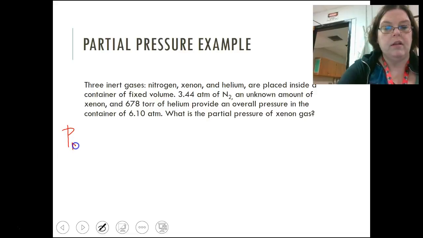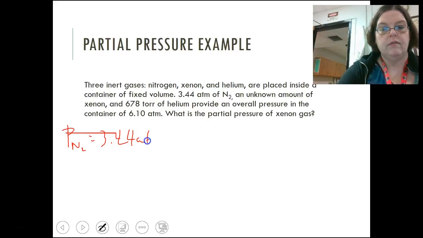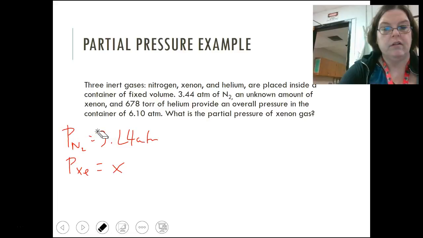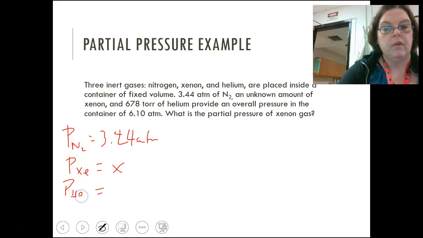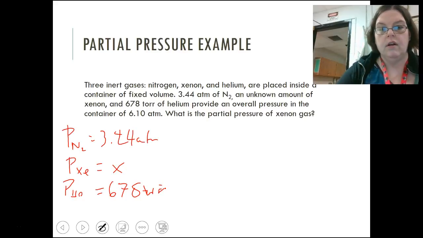So I know that the P of the N2 is equal to 3.44 atmospheres, okay? An unknown amount of xenon, so I don't know the P of xenon, it is equal to X, okay? Let me erase that line because it's going to drive me a little nuts. And then the P of helium is, again, my finger is not walking very well today, guys, sorry. The P of helium is 678 torr. Okay, what is the partial pressure of xenon gas?